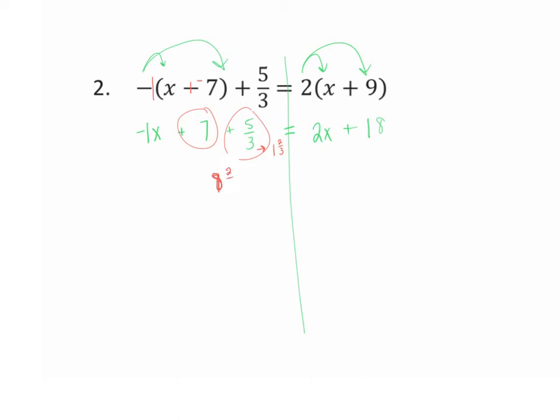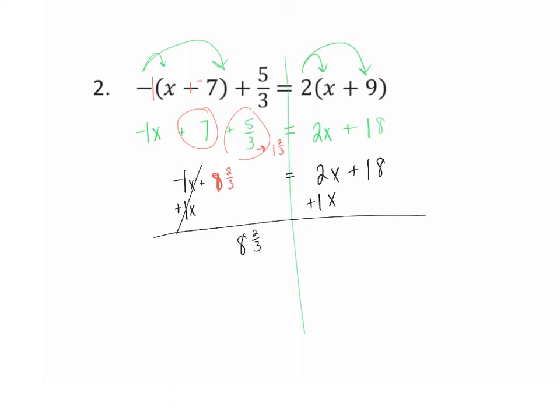And we have those 2/3 left over. Okay? Everything else stayed the same. Next thing I'm going to do is move this 1x over, so it's on the same side as my other x. I have 8 2/3. 2x plus 1x is 3x plus 18. All right, next I'm going to move my 18 over.